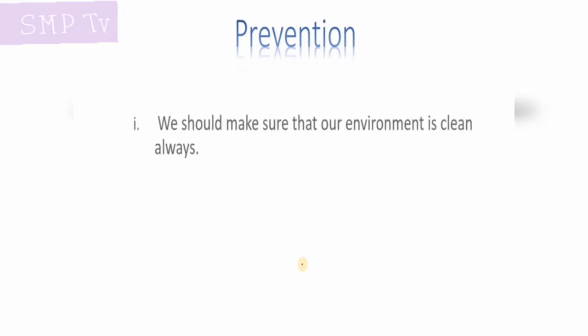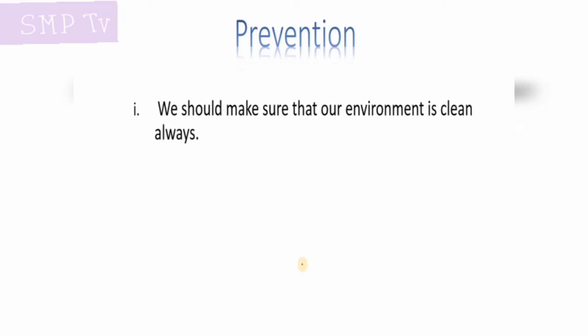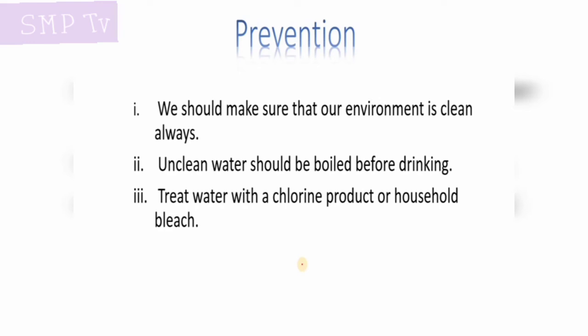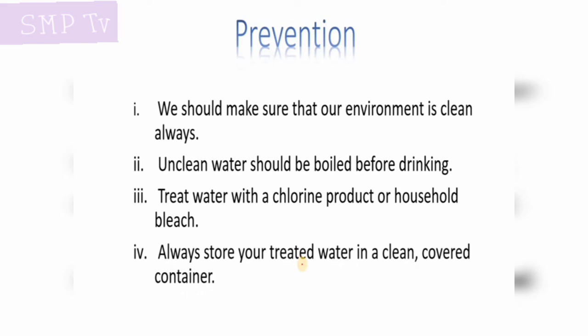So how can we prevent cholera? So we are looking at prevention. We should make sure that our environment is clean always. Unclean water should be boiled before drinking. Treat water with a chlorine product or household bleach. Always store your treated water in a clean, covered container. And then wash your hands regularly.